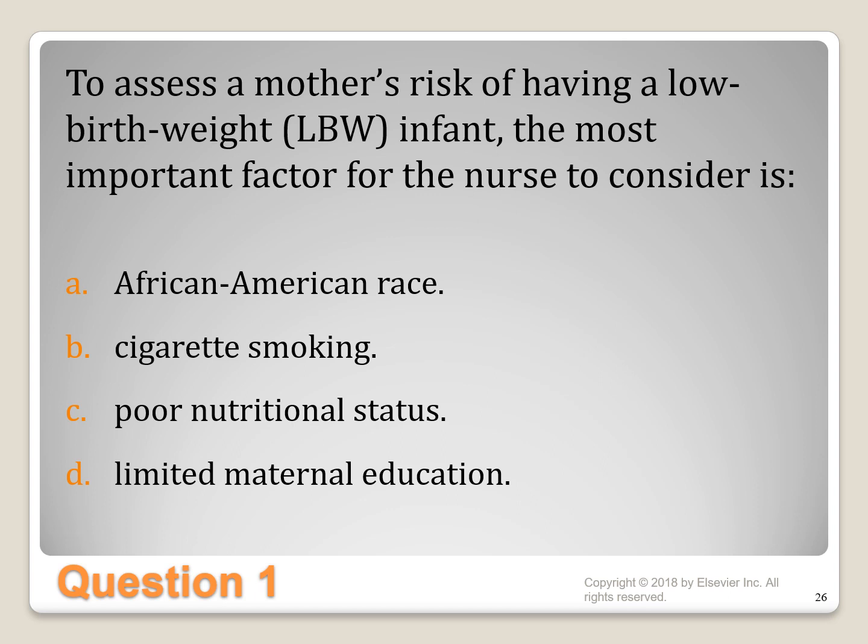infant. The key to answering this question correctly is which of these is a non-modifiable thing? You can stop smoking. You can eat better, have better nutritional status. You can get educated, but you can't change your ethnicity or your race. African American women typically have smaller babies, and if they have other things that contribute to that, like smoking or alcohol, then of course that's going to magnify that problem. But the answer is A, because it is a non-modifiable thing.